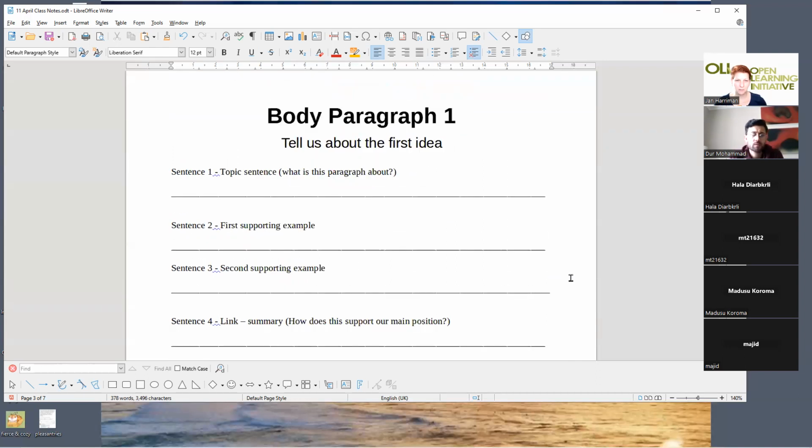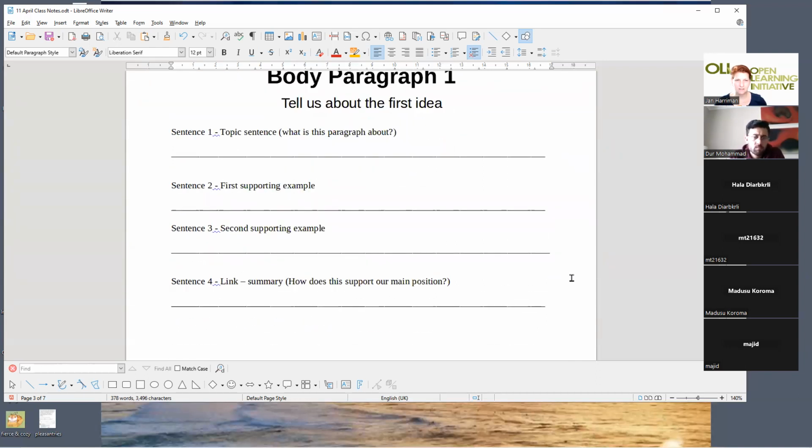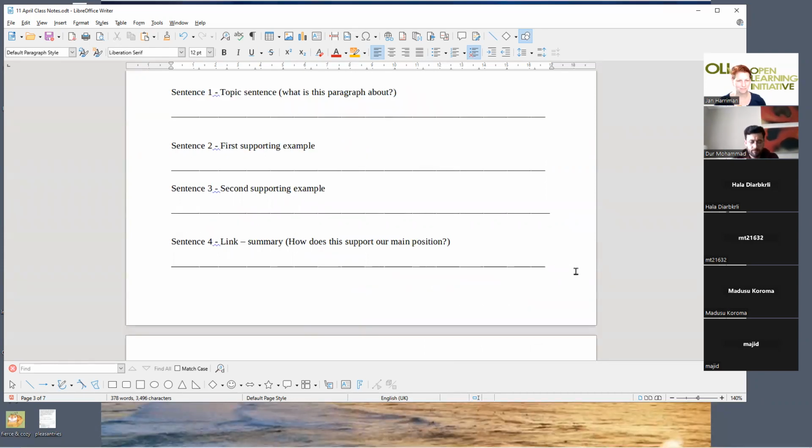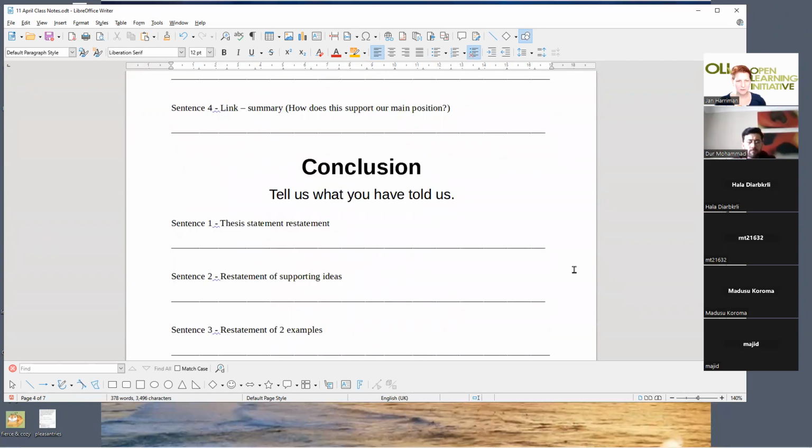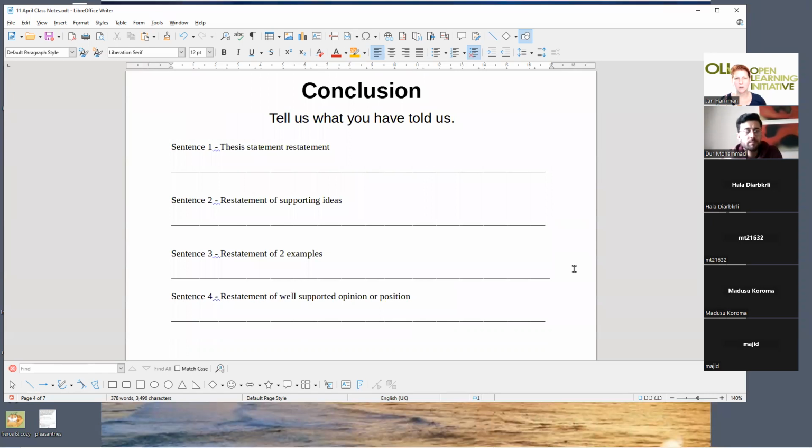And then each of the body paragraphs will be exactly what we said before: topic sentence, supporting examples, and a link to the main position. And then in the conclusion, we have a restatement of the thesis, restatement of the supporting ideas, restatement of the examples, just a reference to, obviously not full sentences, and a restatement of a well-supported position or opinion.